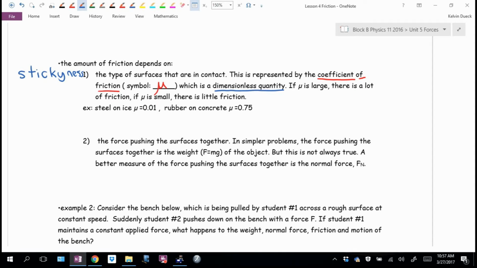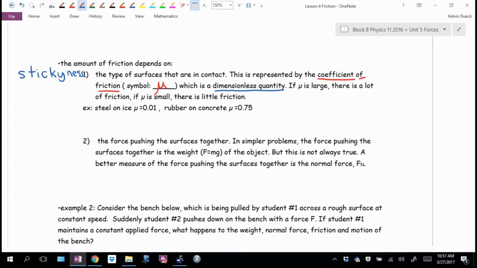So steel on ice, about 0.01. Rubber on concrete, about 0.75. Rubber on rain, it drops down to about 0.4, so slow down when it's raining. Rubber on ice, it drops down to about 0.1, so slow down when you're on ice, really slow down.